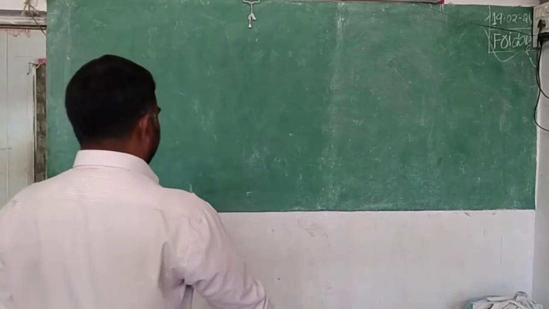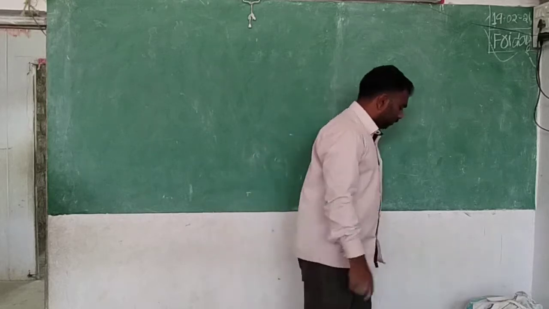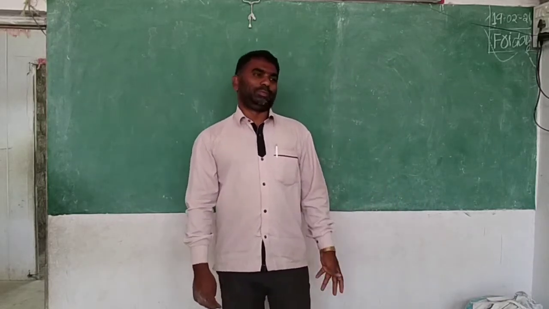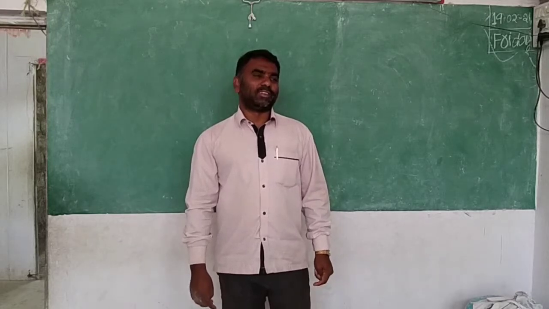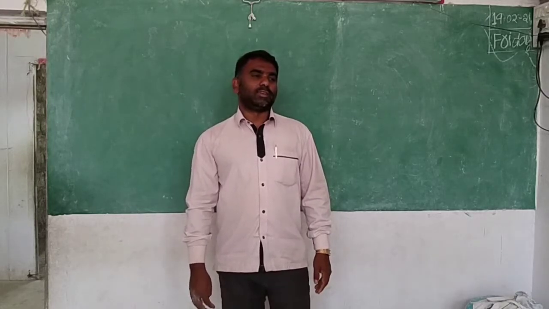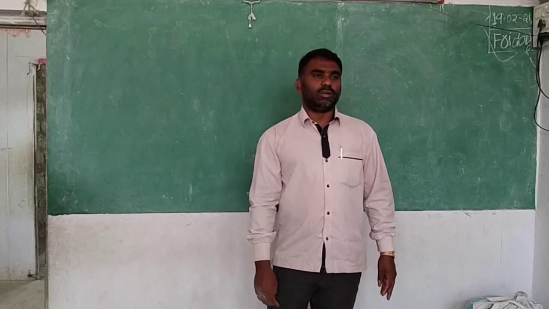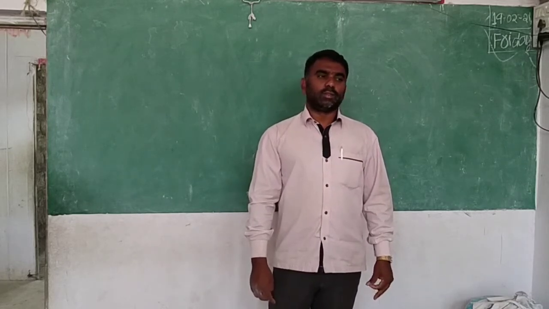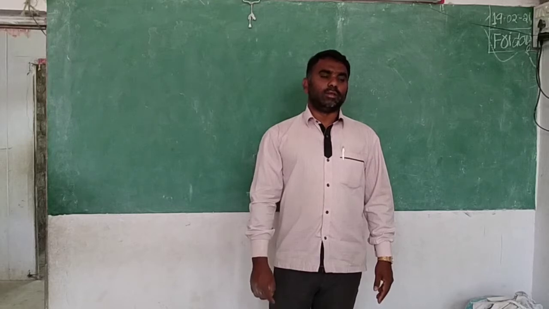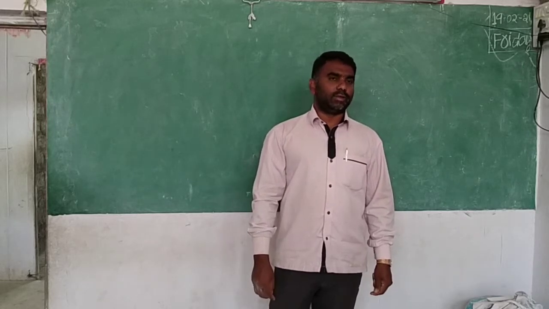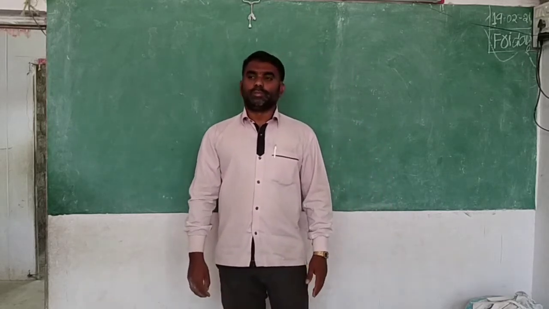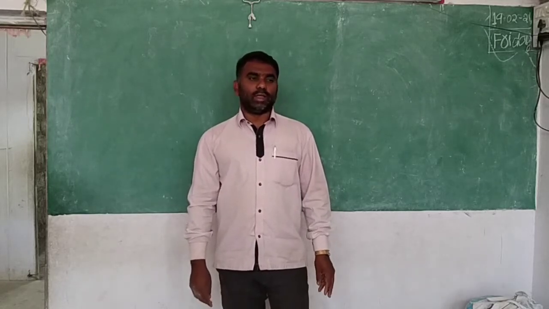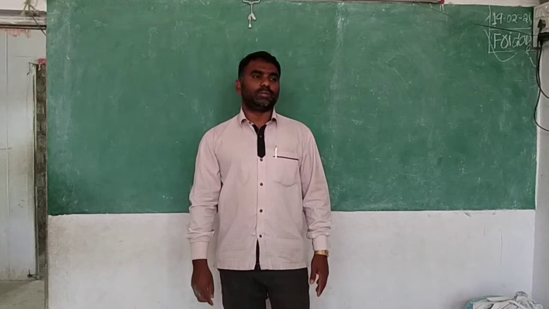Okay, once again, revise the properties of the triangle. The sum of two sides of the triangle is more than the third side. Very good. The difference between two sides of the triangle is always less than the third side. Sum of three angles is 180. Sum of three angles is equal to 180. Very good. Fourth property.